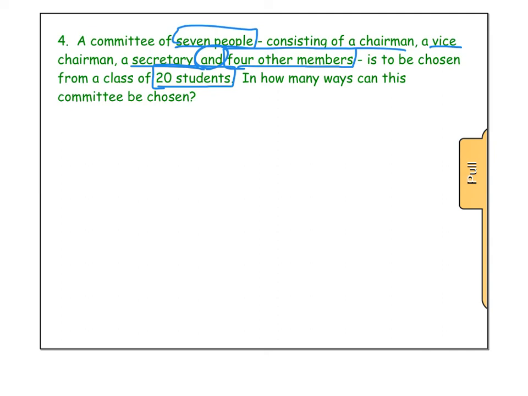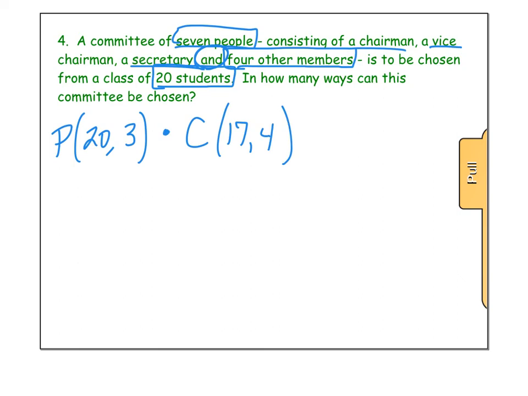So let's do that. The first grouping here is the permutation. We have 20 people to choose from to find ourselves a chairman, a vice chairman, and a secretary. 3 distinguishable roles times the combination. After these 3 people get chosen, the total number of people goes from 20 down to 17, and we're trying to find 4 other members for this to happen.